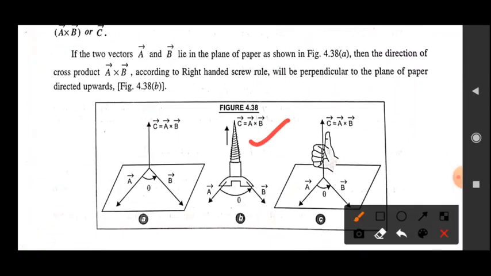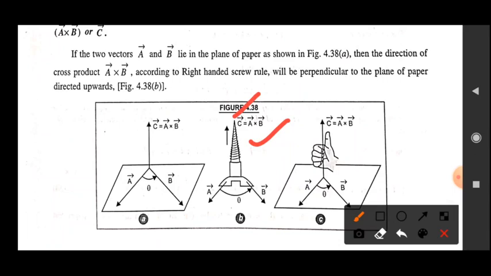If you are rotating the screw, then the direction in which the screw is rotated matters. If you use your right hand and rotate the screw, then the direction of the screw will give you the direction of c. Similarly, we can use the thumb rule.